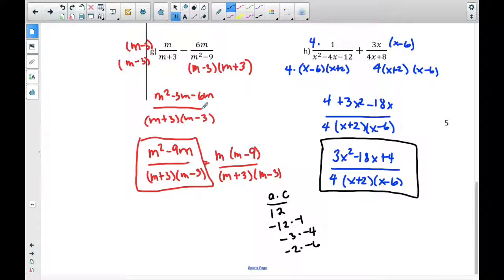Okay, that is our lesson on adding and subtracting rational expressions. Again, the main thing, you need to have a common denominator, and you need to know how to create that common denominator.